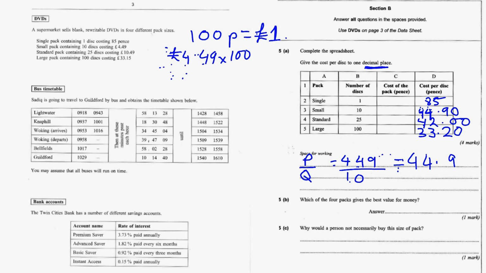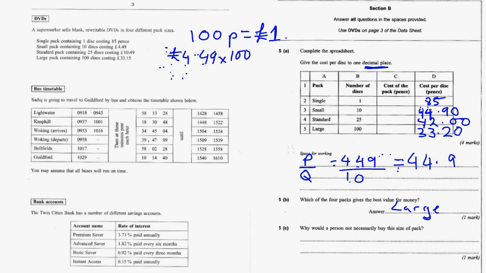Okay, the next question, 5b, this one here, it's saying which of the 4 packs is the best value for money. 1 mark, you just look across this, and of course the one with the lowest, so it's this one here, the large pack, because 1 disc costs me 33p, so this one is the best value for money. So all you write in this one is that you put large. Okay, the large pack, that's that.